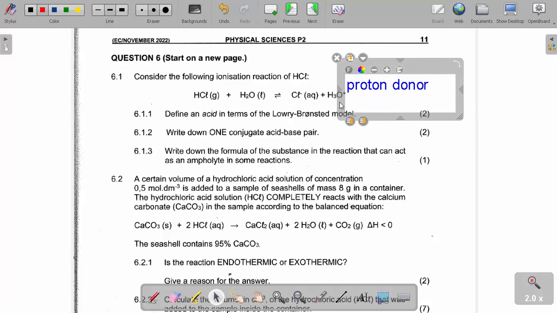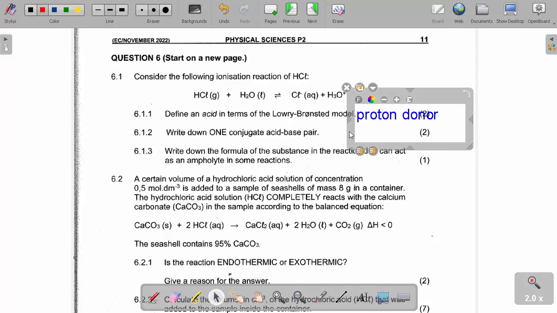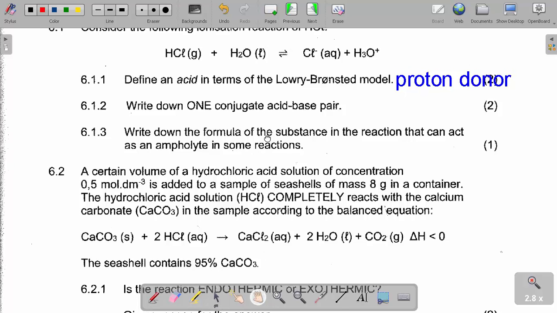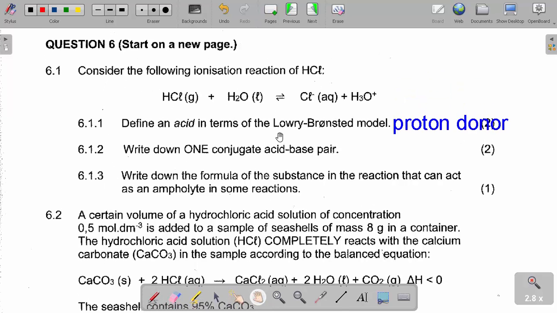Then next they said, write down one conjugate acid-base pair. Listen carefully here, guys. The conjugate acid-base pairs differ from one another by a proton, but this is how we identify them. Pay attention here, guys. We talked about this in our previous video. I'm sure you watched it as well. If you didn't watch it, just inbox me and I'll send you the link. Now I want to get my conjugate acid-base pair.